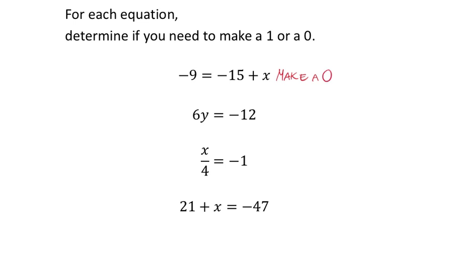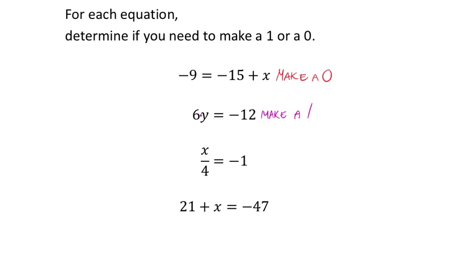In fact, I'll make a 0. How about that? Okay, the next one, it's not showing the operation, but that's multiply. So that's 6 times y. Well, multiplication and division is when we make 1s. So this next one, we will make a 1. We're not going to make 1 yet, but that's what we would do. So again, it's just going to help us to determine which operation to use.